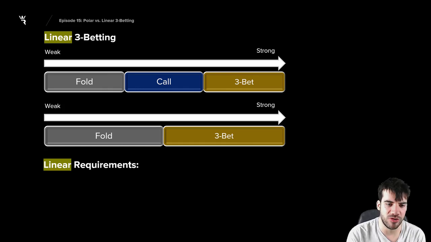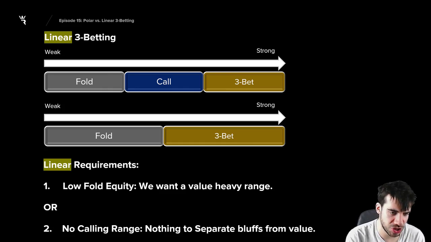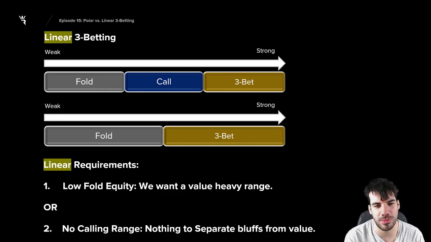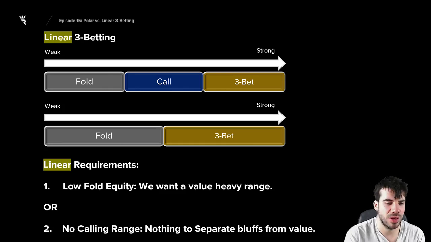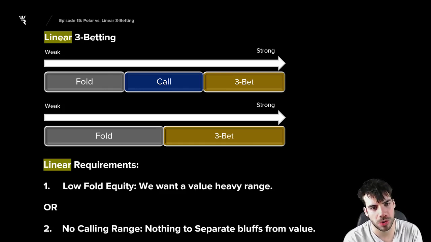Basically, the linear requirements are kind of the inverse of the polar requirements. If you have either low fold equity, and this is going to be an or clause, or we have no calling range, then we're not going to be polar, therefore we're going to be linear, at least until we meet mixed strategies. Basically here, the times we're going to be linear are going to be the times when our fold equity is lower, or we don't want a calling range. In that case, there will either be no need to 3-bet weak hands in the former, or in the latter case, there'll be nothing to separate bluffs from value.